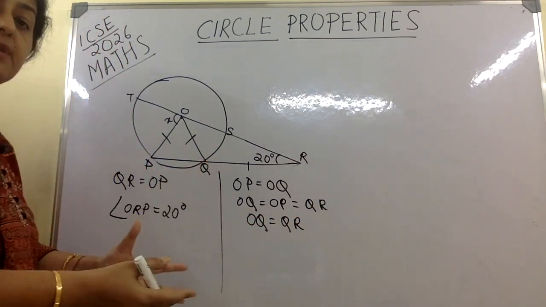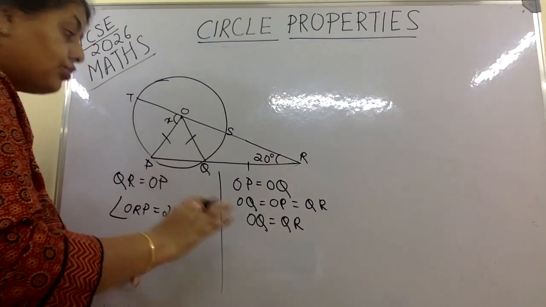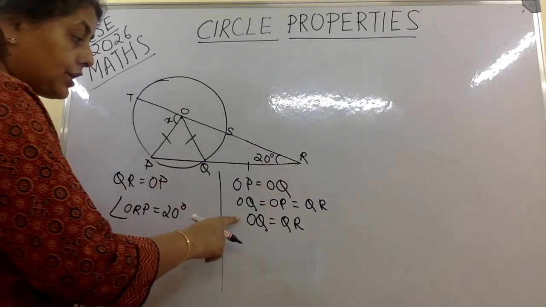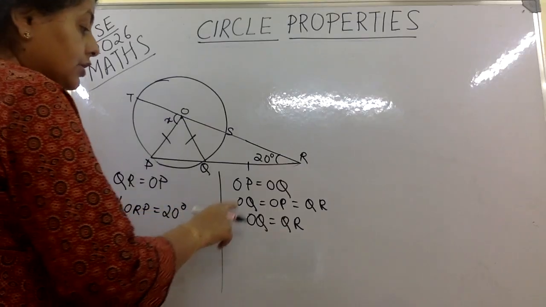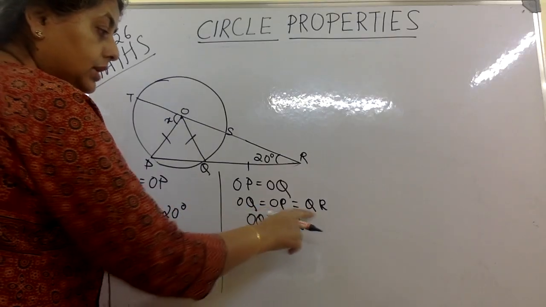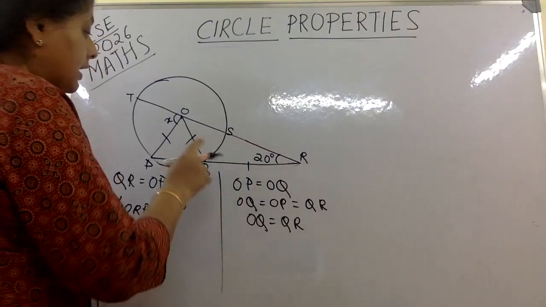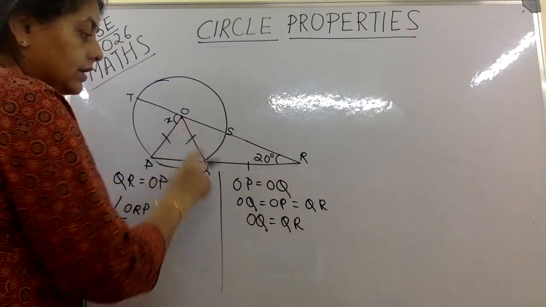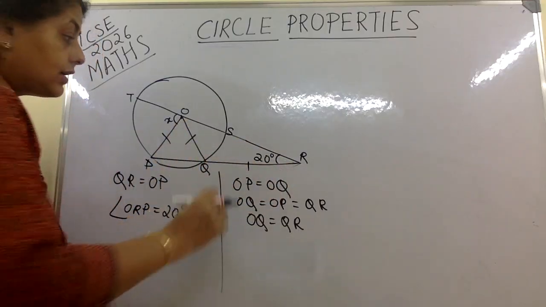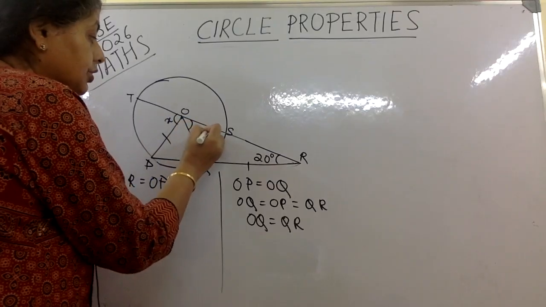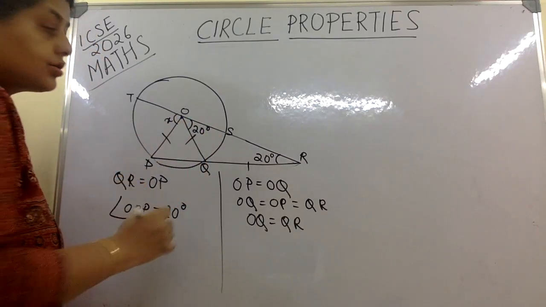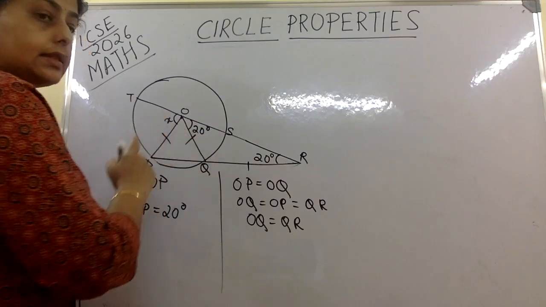This is how you write mathematically without writing too much. Very little you write, but you explain yourself. So you have to start with OQ, then OP, then QR. OQ is equal to QR, and then these two sides of the triangle are equal. It becomes an isosceles triangle. Therefore, this is 20 degrees.